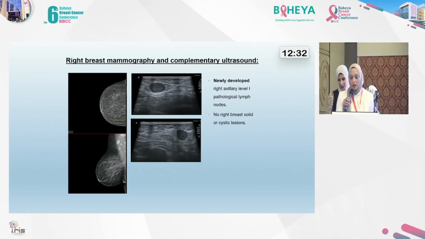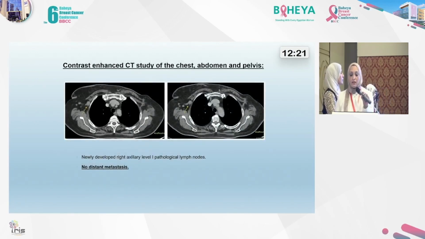Right solo mammography was done, which showed the newly developed right axillary level 1 pathological lymph node, with no right breast solid or cystic lesions detected. Then CT of the chest, abdomen, and pelvis for staging was done, which showed the newly developed right axillary level 1 pathological lymph nodes with no distant metastasis.